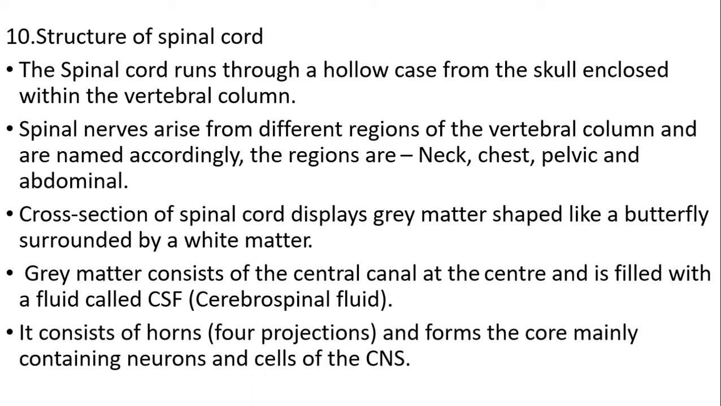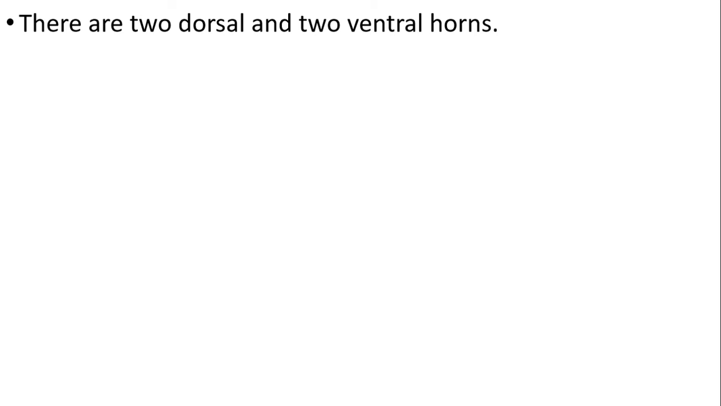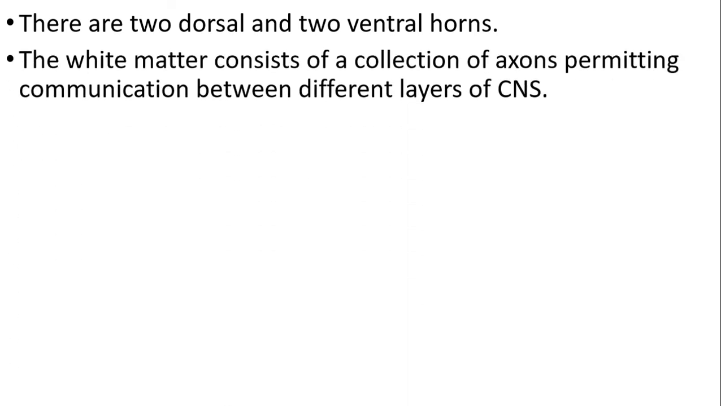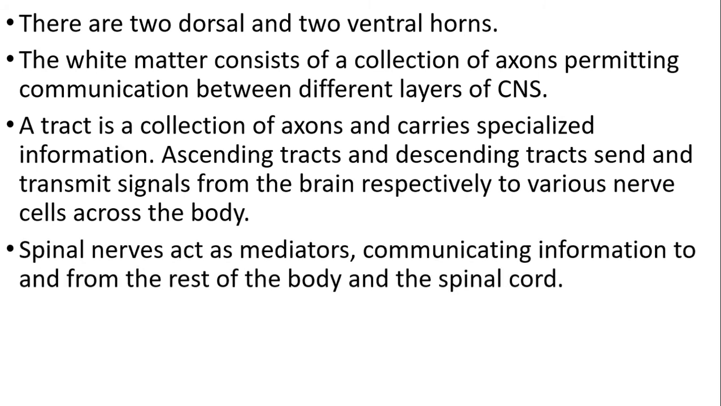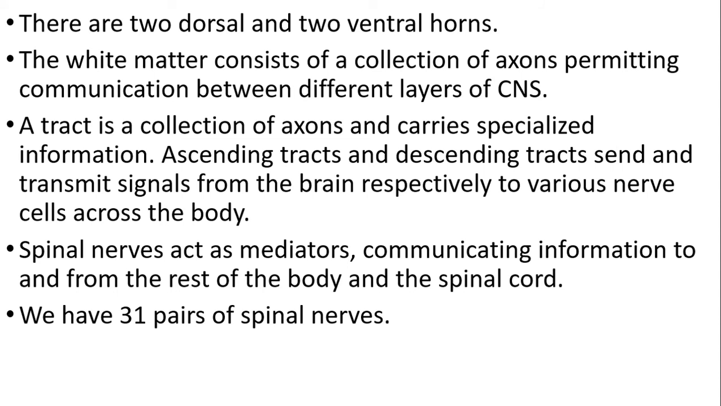The grey matter has four horn-like projections and forms the core, mainly containing neurons and cells of the CNS. There are two dorsal and two ventral horns. The white matter consists of axons for communication between different levels of the CNS. A tract is a collection of axons and carries specialized information. The ascending and descending tracts transmit signals to and from the brain and various nerve cells across the body. The spinal nerves act as mediators, communicating information to and from the rest of the body and the spinal cord. We have 31 pairs of spinal nerves.